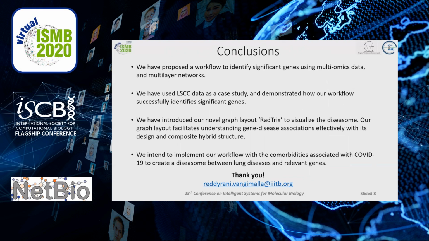We have proposed a workflow to identify significant genes using multi-omics data. We have used lung carcinoma data as a case study and demonstrated how our workflow is successful in identifying significant genes. We have introduced our novel graph layout Ratrix to visualize the diseasome. We intend to implement our workflow with the comorbidities associated with COVID-19 to create a diseasome between lung diseases and relevant genes. Thank you for your attention.